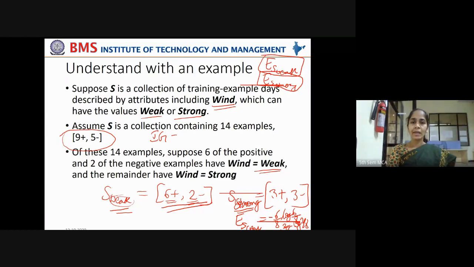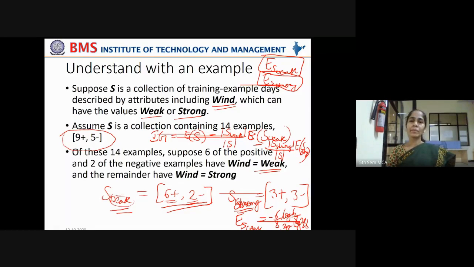IG is the entropy of the total training examples minus the number of training examples with wind value as weak, by the total number of training examples, with the entropy measured at training examples having weak as the value, minus number of training examples having wind value as strong, divided by the total number of training examples, multiplied by entropy of the training examples when the wind value is taken as strong. That's all.